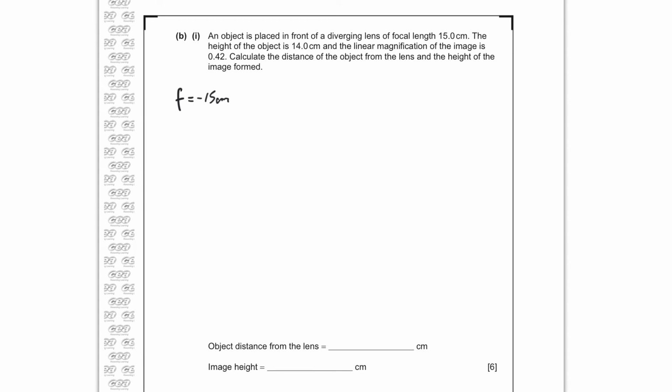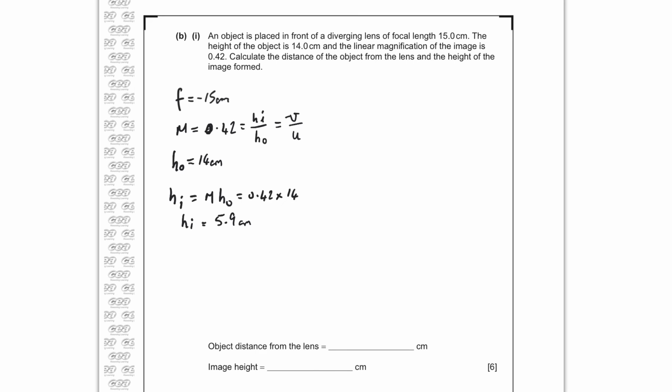They've also given us the magnification value, which equals the height of the image over the height of the object, and v over u. Height of the object is 14 centimeters, so we could immediately calculate the height of the image using the magnification. So that gives us an image height of 5.9 centimeters, sticking to the two significant figures. So now we have to try and use the lens equation to get the object distance.